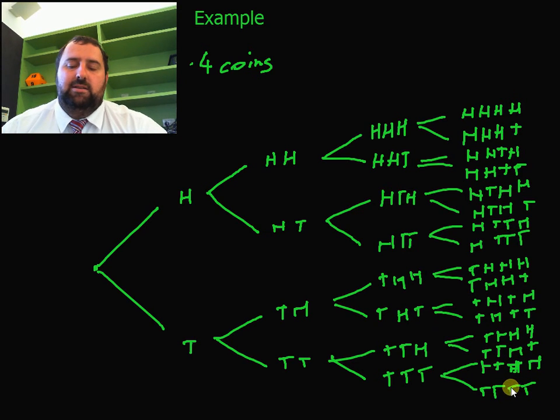Alright, note here guys, there are a lot of outcomes. If we count them up, 1, 2, 3, 4, 5, 6, 7, 8, 9, 10, 11, 12, 13, 14, 15, 16 outcomes are possible.